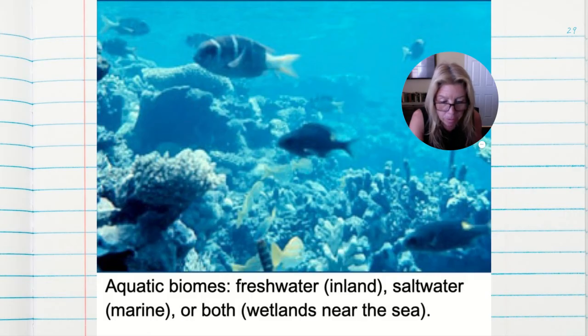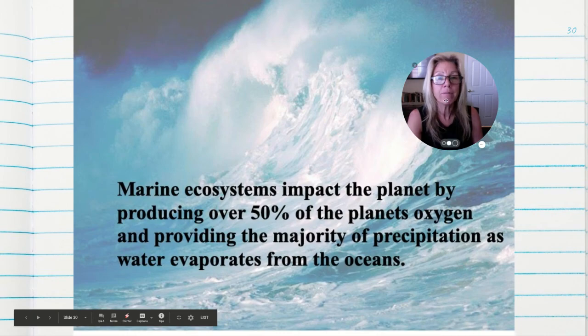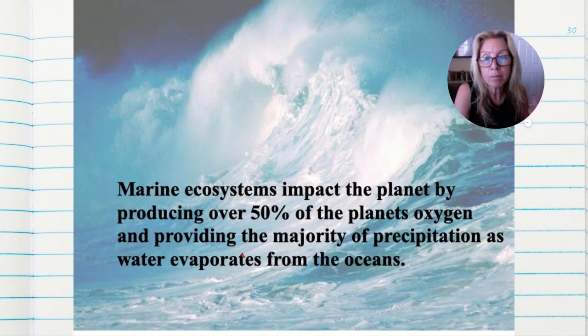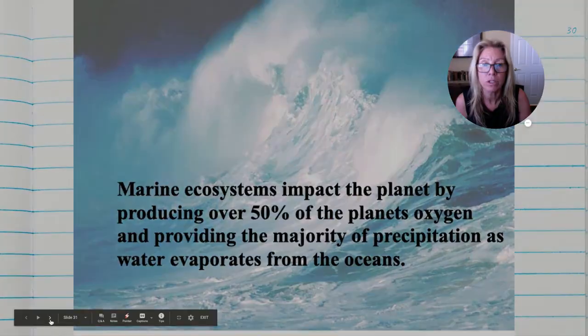So on your notes, the only part you need is freshwater, lakes and wetlands, or moving bodies of water as in streams or rivers. And then when you look at the water cycle, I forgot about this. So marine ecosystems impact the planet by producing over 50% of the planet's oxygen and providing the majority of precipitation as water evaporates from the oceans.